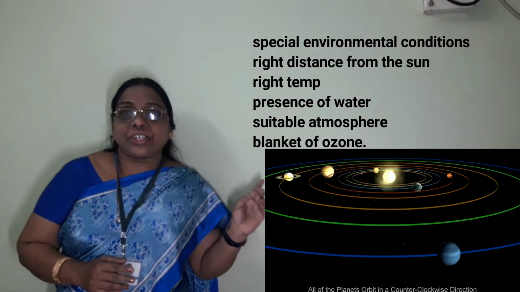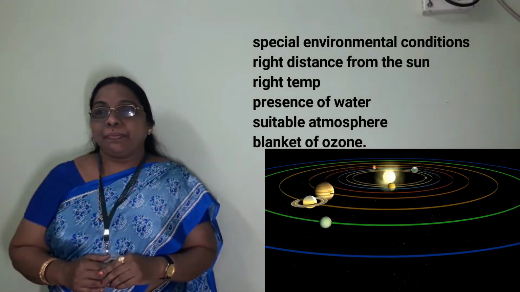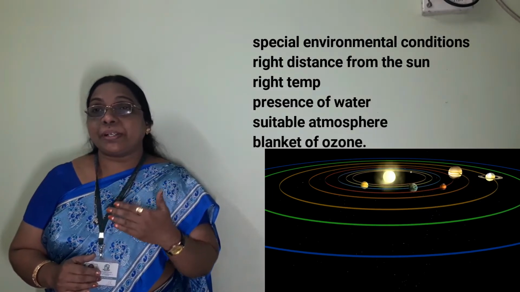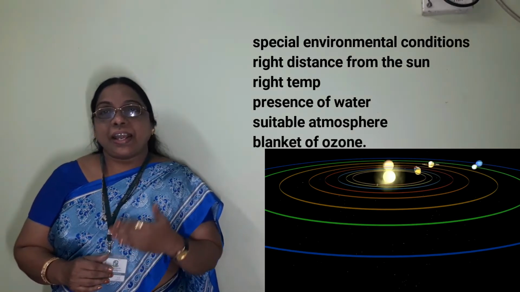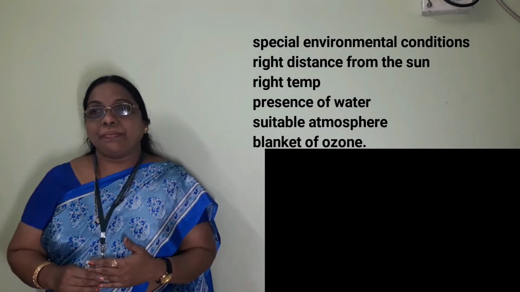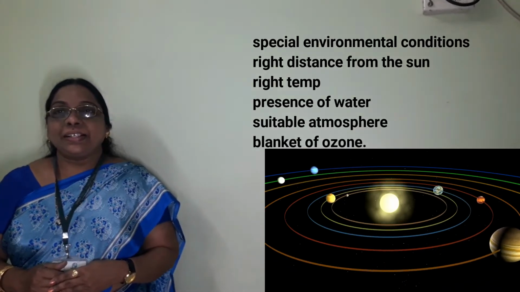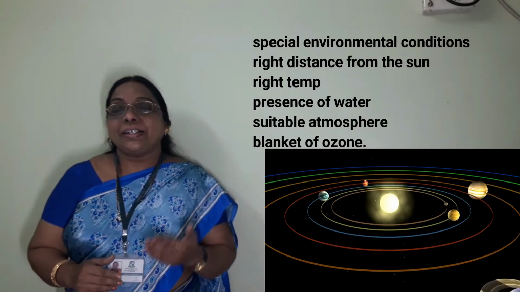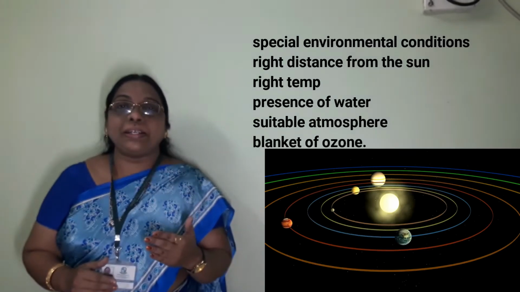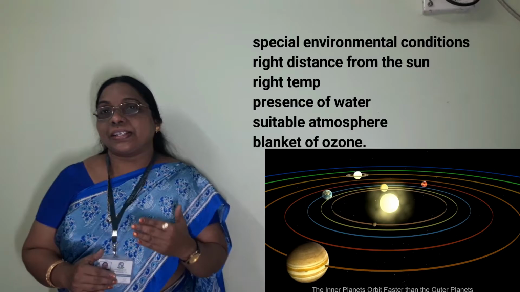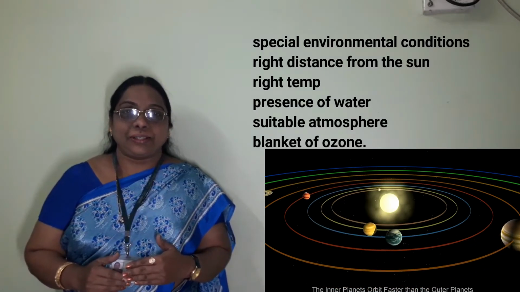just the right distance from the sun. The second is the right temperature. And the third is the presence of water, a suitable atmosphere and the blanket of ozone. Okay, we have discussed this. These are the special environmental conditions which are responsible for the existence and continuation of life on the Earth.